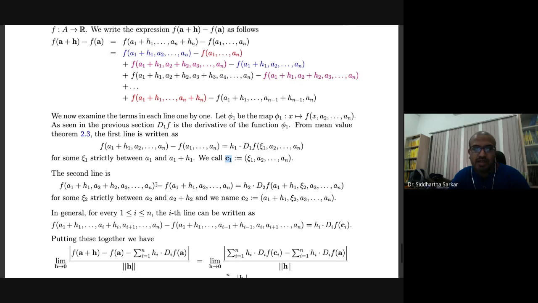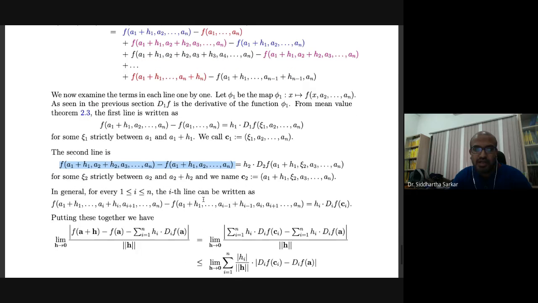Similarly, I can continue doing this. The second line is this. By the mean value theorem, that should be equal to h2 times the second partial derivative. Here you are keeping your a1 plus h1 constant and a3 up to an constant. So there should be some xi2 in between a2 and a2 plus h2, so that the derivative of that particular one variable function times h2 is the second line.